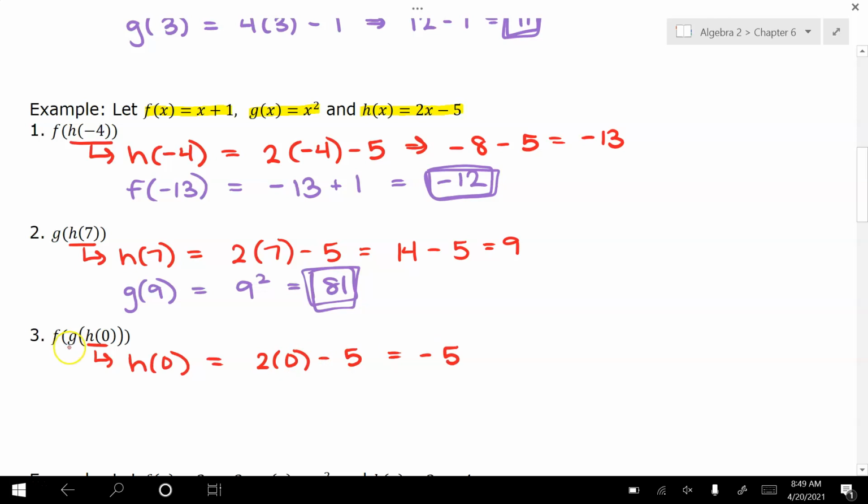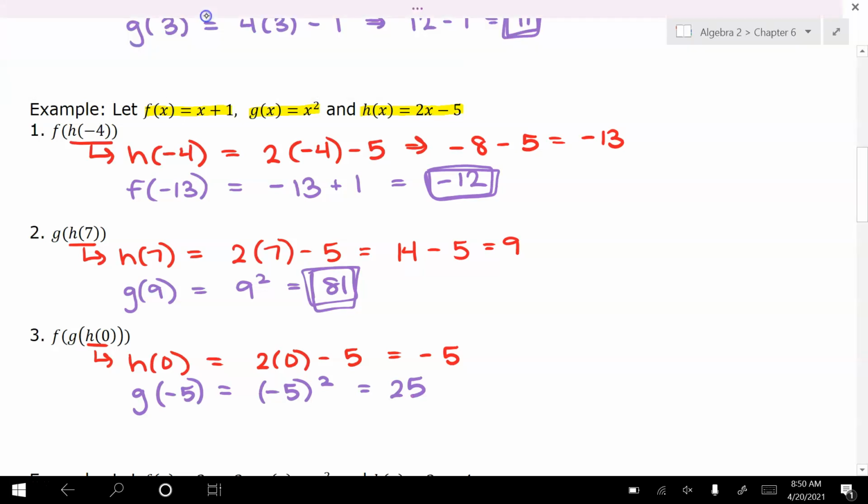Now, the next one that h is inside of is g. So I'm just kind of going from the inside and working my way out. So I had h, I'm going now to g, and I'm evaluating g at that -5 that I found when I did h of 0. So g is x squared, so we're going to do -5 squared, which comes out to be a positive 25. Remember, anytime you square a negative number, it becomes positive, because negatives times negatives is positives.